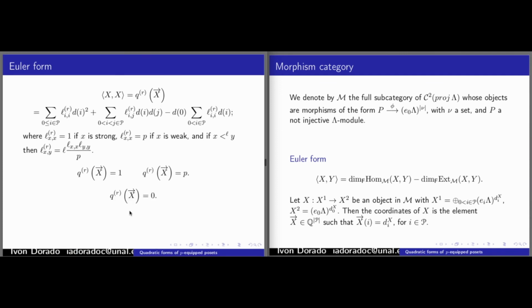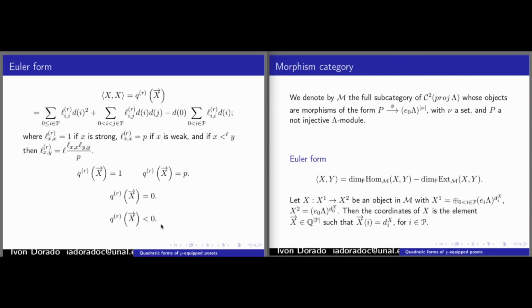If the quadratic form is equal to 0, then we know that the coordinate vector corresponds to a parametric family of infinitely many non-isomorphic representations. Then the poset is of tame representation type.